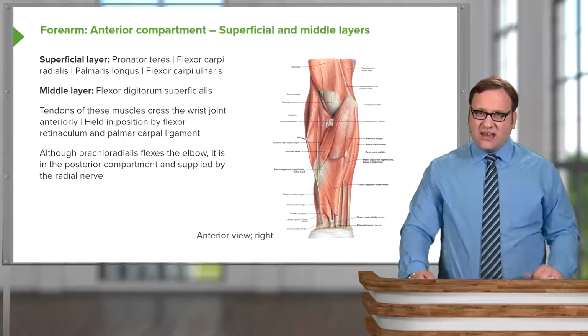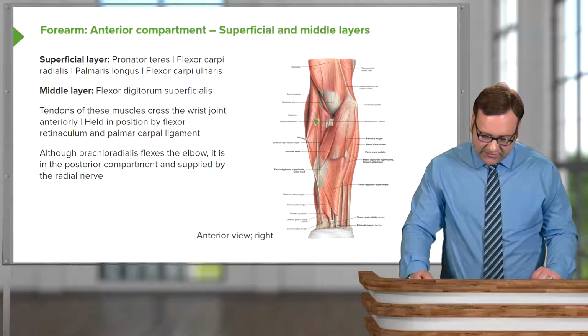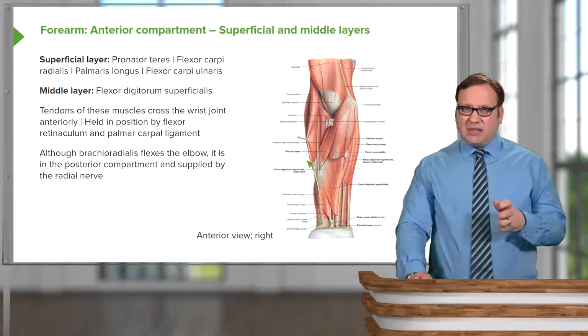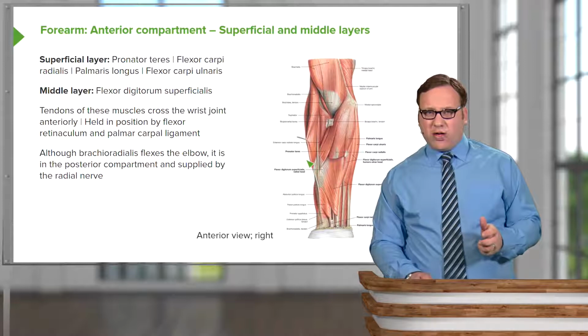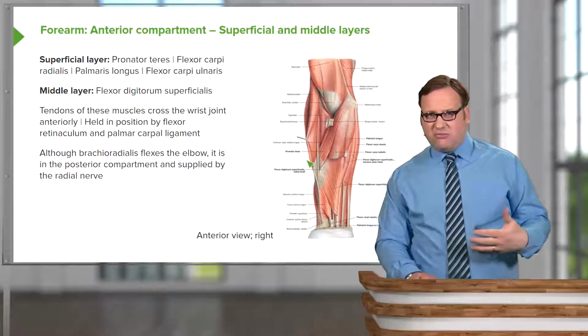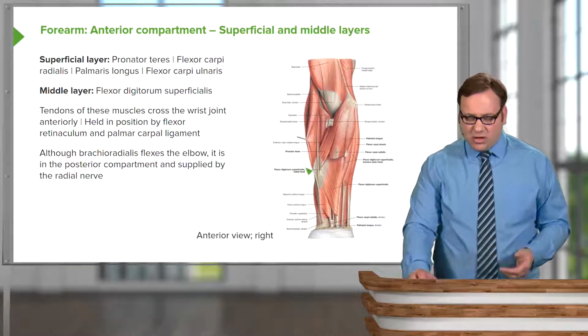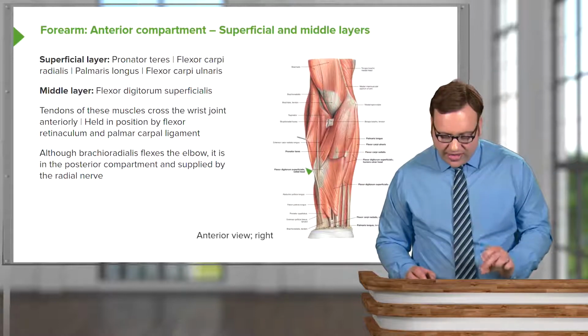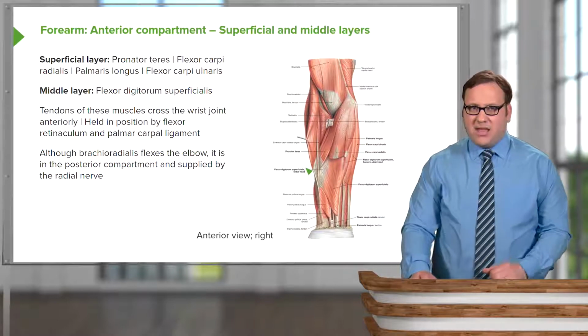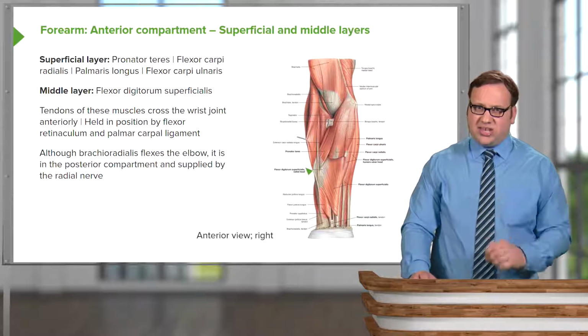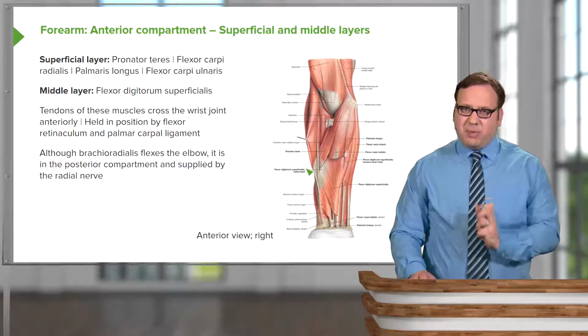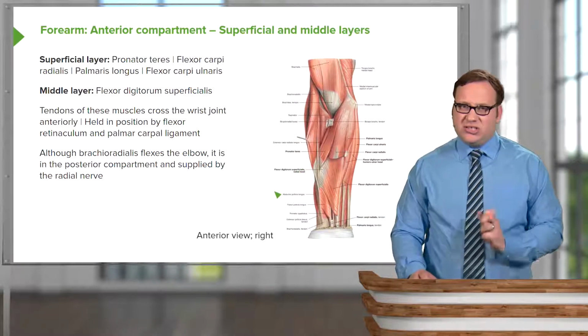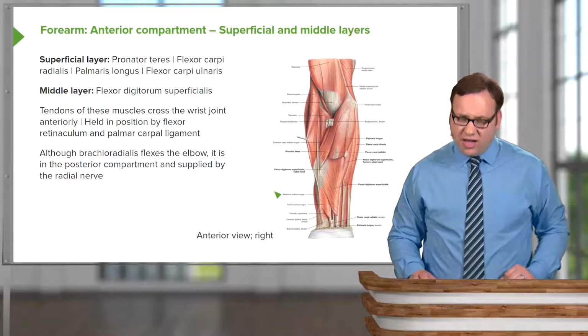Although brachioradialis, which is a muscle we can see being reflected here, also flexes the elbow, which is similar to what these muscles do, it is actually within the posterior compartment. And it's in the posterior compartment because it's supplied by the radial nerve.